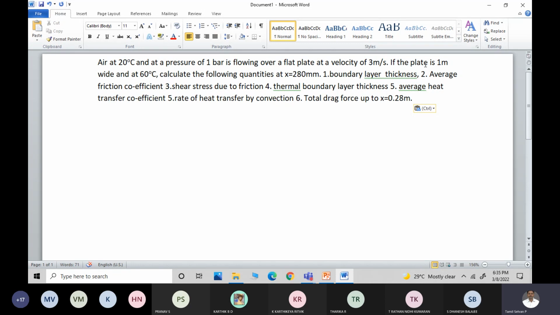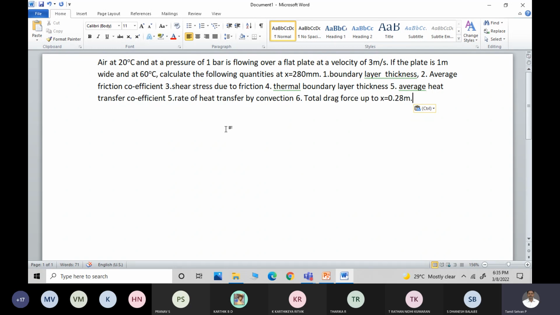If the flat plate is 1 meter wide and at 60 degrees C, calculate the following quantities at x equal to 280 mm. The boundary layer thickness you are asked to find out. You can find out both the velocity boundary layer thickness as well as the thermal boundary layer thickness, average friction coefficient, shear stress, and then average heat transfer coefficient, rate of heat transfer by convection, as well as total drag force up to x equal to 0.28. So this is what you are asked to find out.